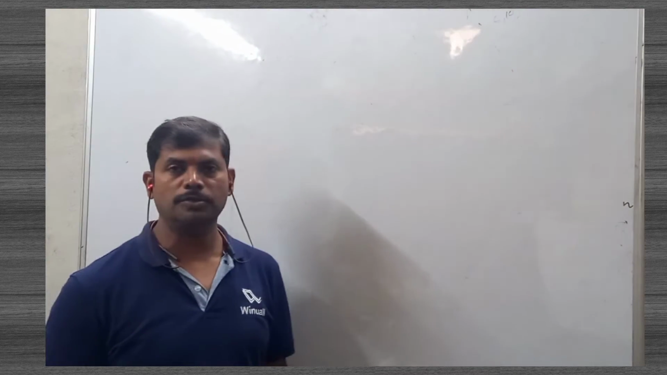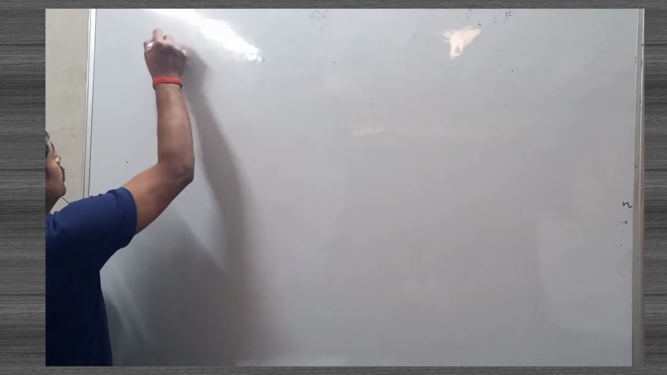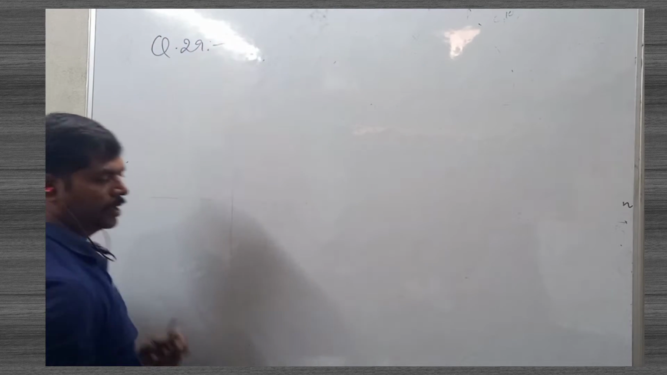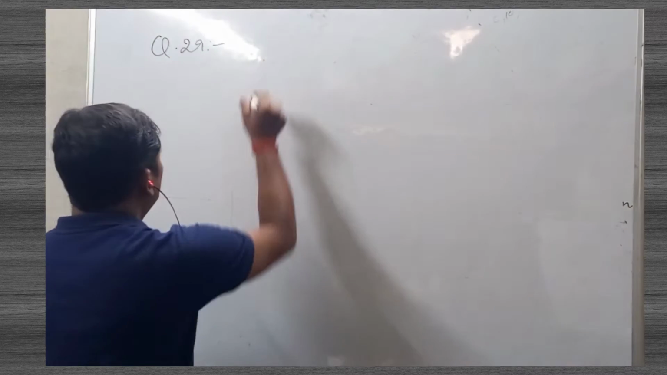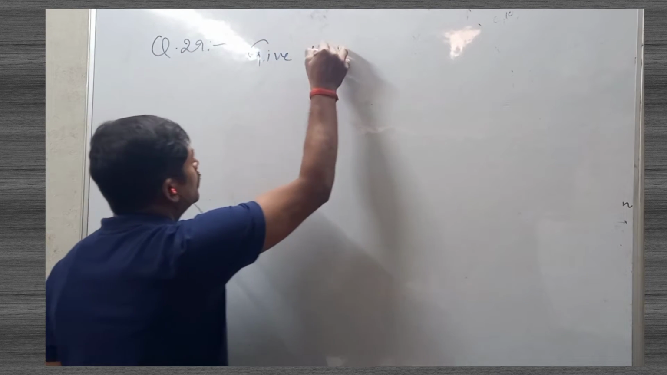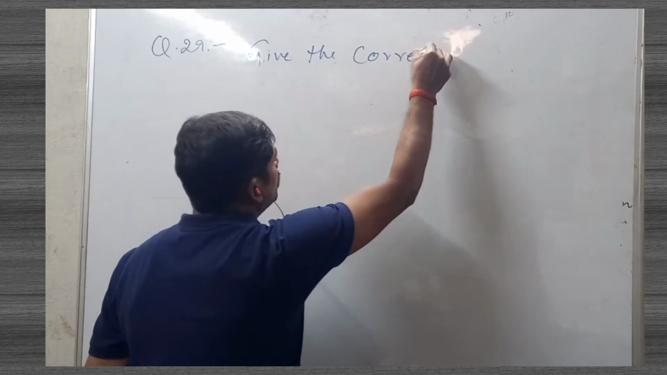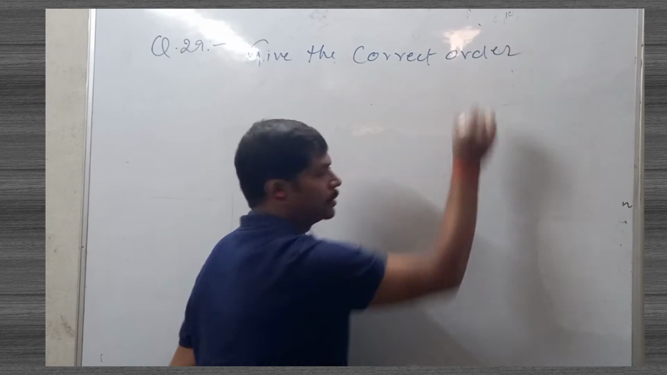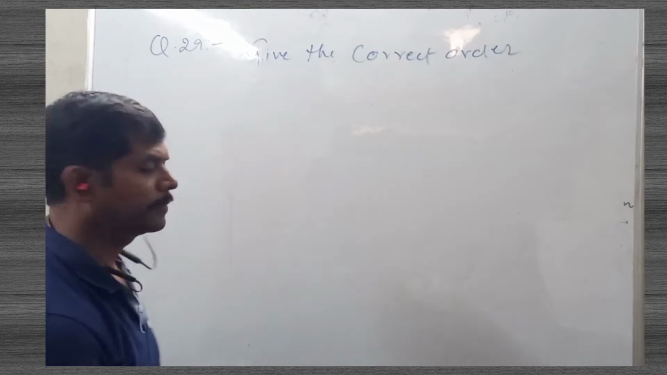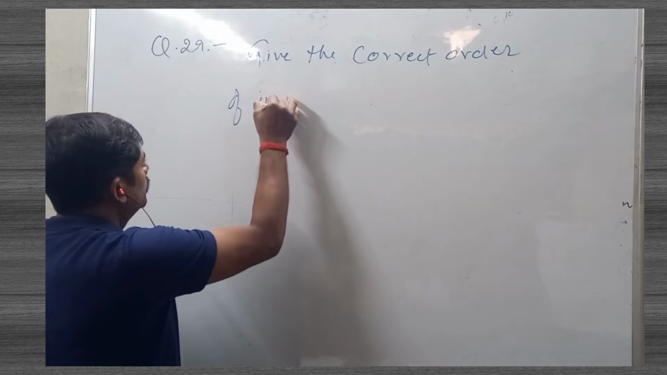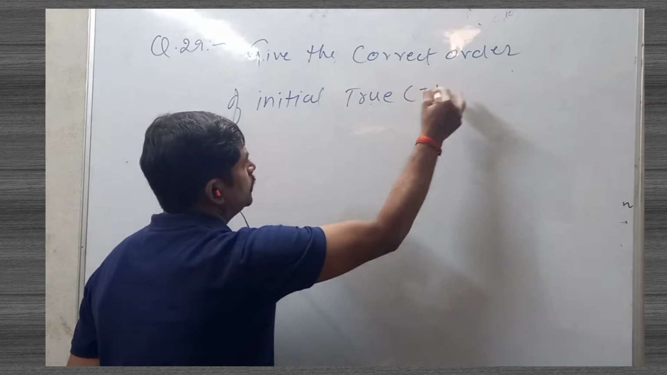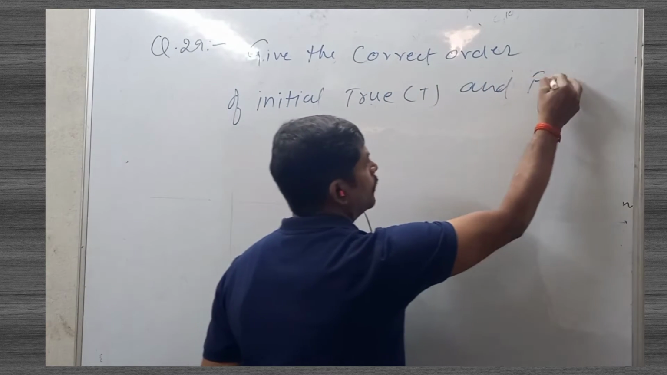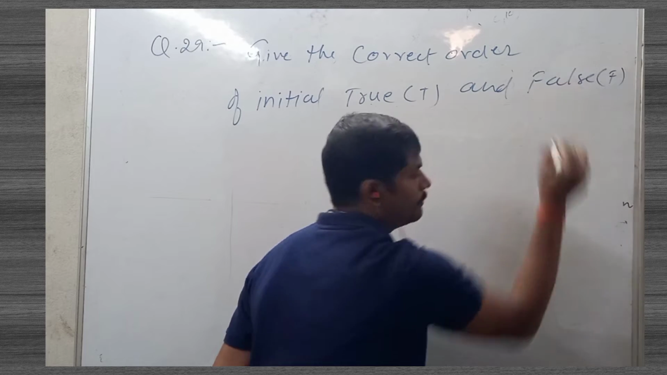Welcome you all. We are going to discuss the next question, question number 29. In this question, students, what is written? Give the correct order of true and false for the following statements: for true you give T, and for false you give F.